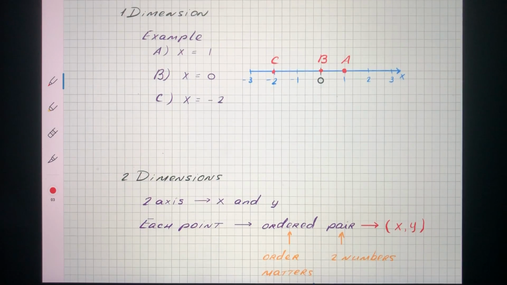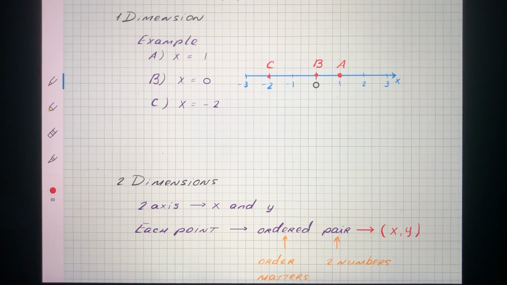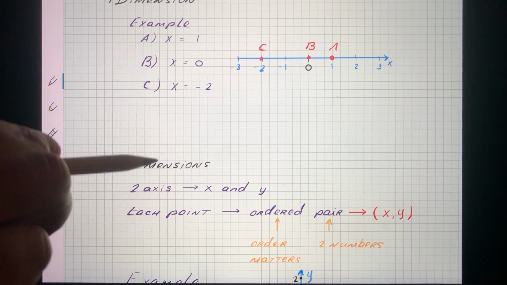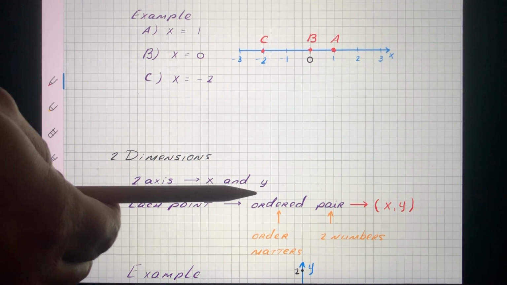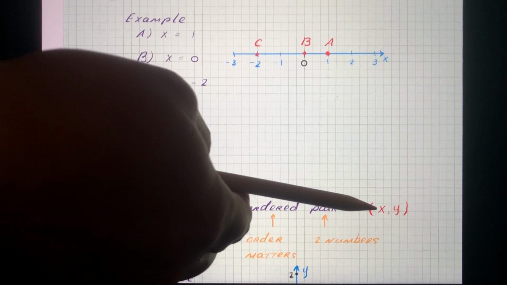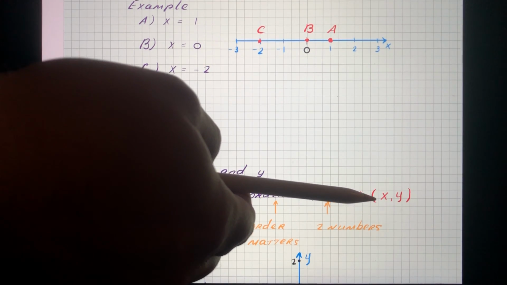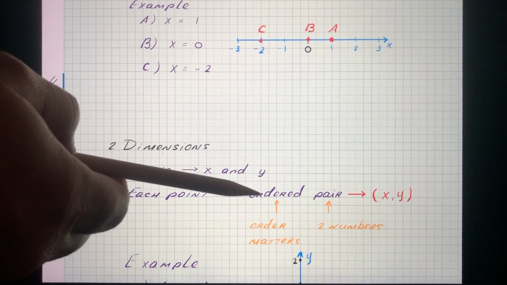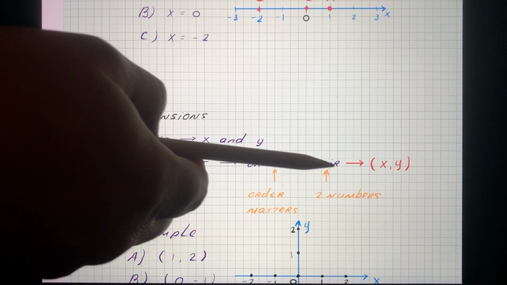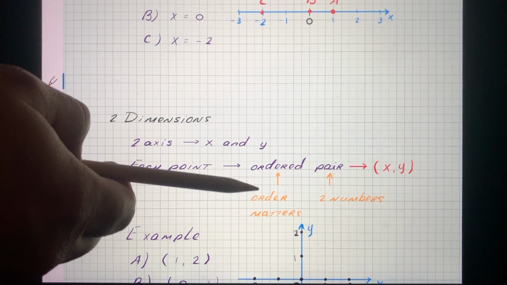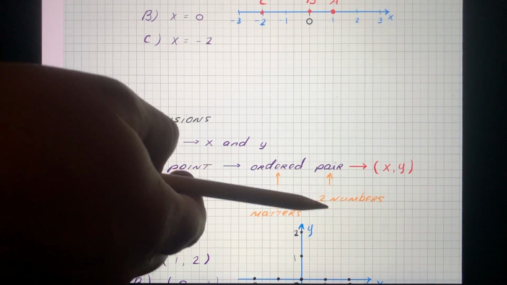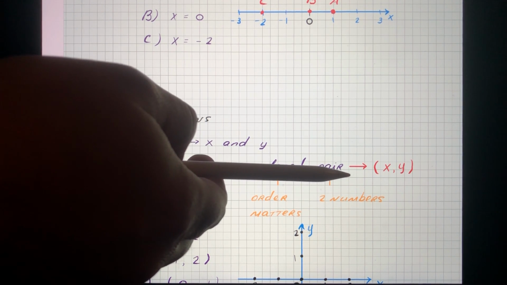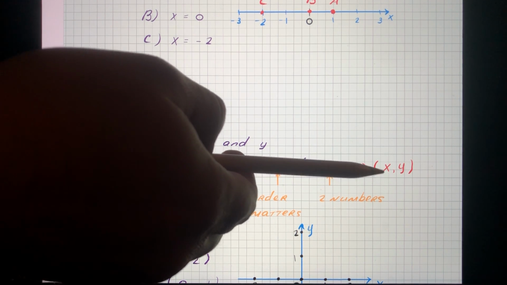In two dimensions, we have two axes, x and y, and then each point is given by two numbers as opposed to one number. And those numbers are organized in parentheses with a comma, and the first number is always x, the second number is always y, and the two numbers are called the ordered pair. The name ordered means that the order makes a difference, and pair simply means there are two numbers. So in two dimensions, each point can be represented by an ordered pair, x, y.